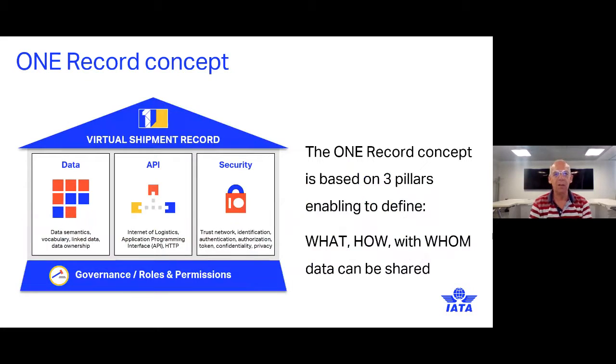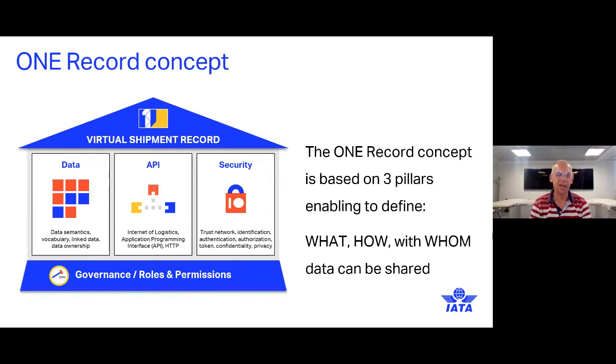OneRecord is built on 3 pillars. First one is data. Second one is API, and the third one is security. On the data side, we've already had some webinars on our data model and on ontology and how you make that work, semantic web, all of that stuff. Okay, the whole story about data behind it.